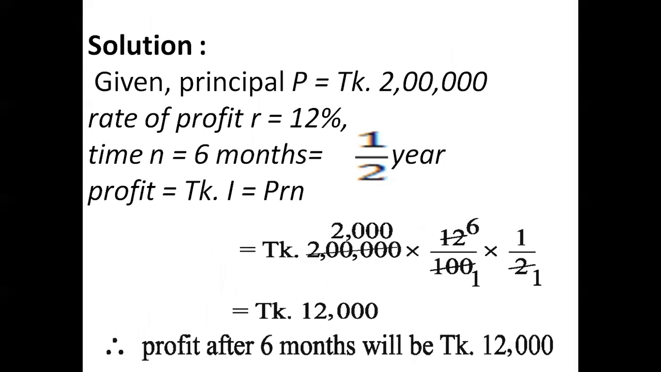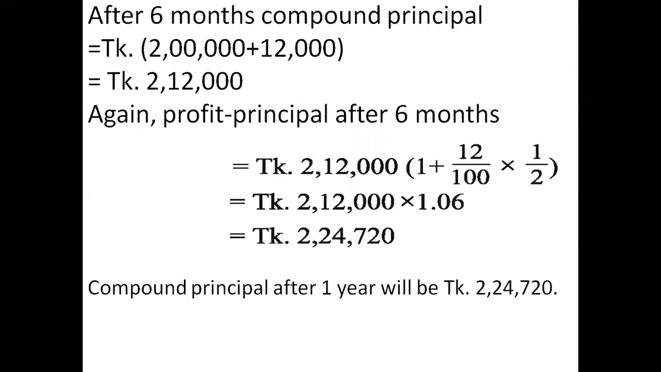Given that principal P equal to 2 lakhs, rate of profit R equal to 12%, time n equal to 6 months, that is half year. Profit I equal to, we know, PNR, putting the value, we get the result 12,000. That is, profit after 6 months will be Taka 12,000. So what will be the compound principal after 6 months? After 6 months, the compound principal will be that initial principal 2 lakhs plus this profit. That is total sum is 2,12,000 taka.